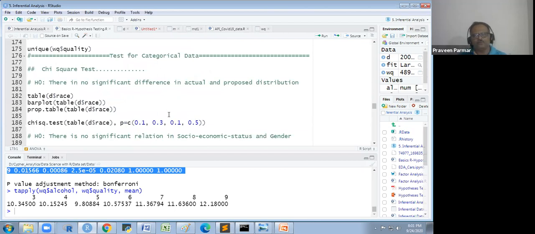Now we come to chi-square test. Okay. There are 3 types of chi-square test we have.